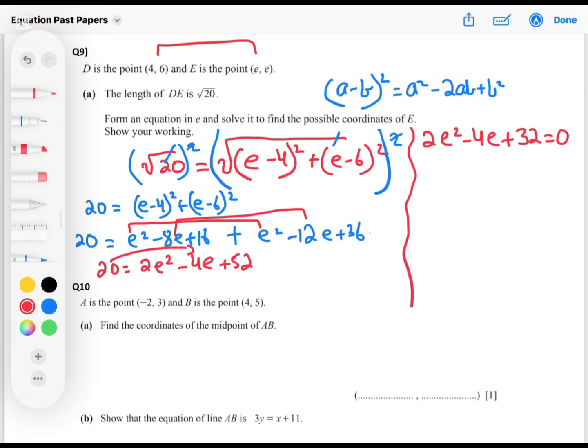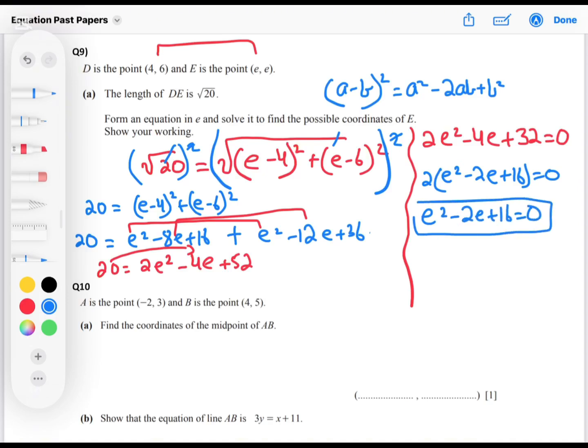Now you can see that it has become a quadratic equation, but if there is any possibility of taking a common factor, we can take it. 2 is common, so we take it out. e square minus 10e plus 16 equals 0. The 2 goes to the other side and becomes 0. This is the quadratic equation we get.